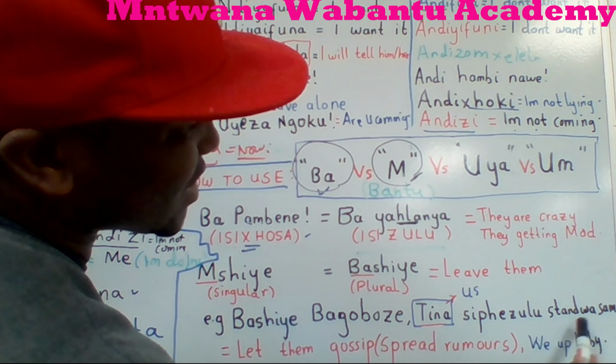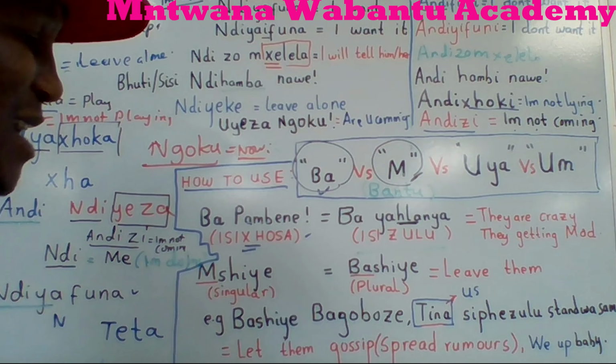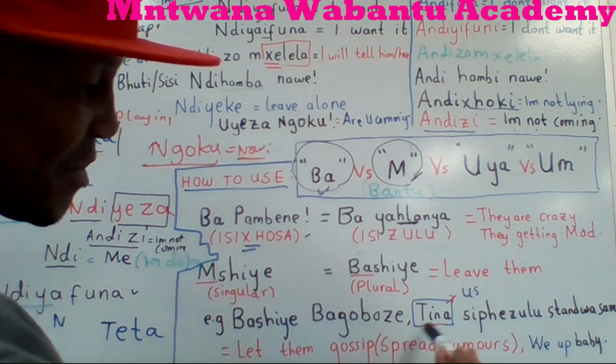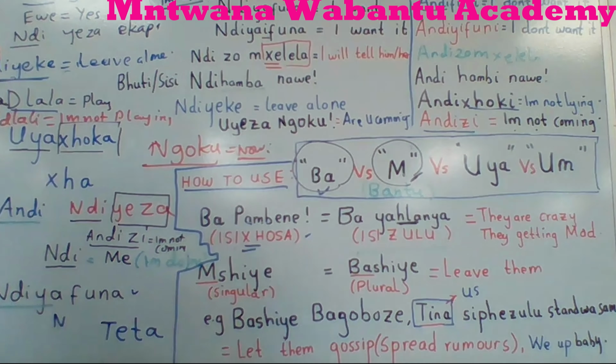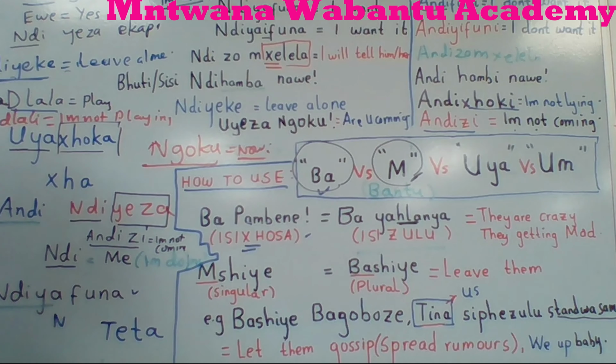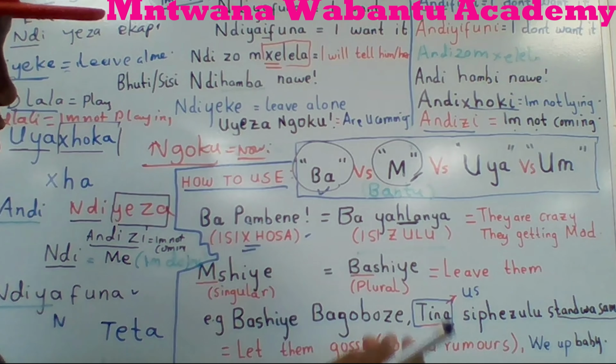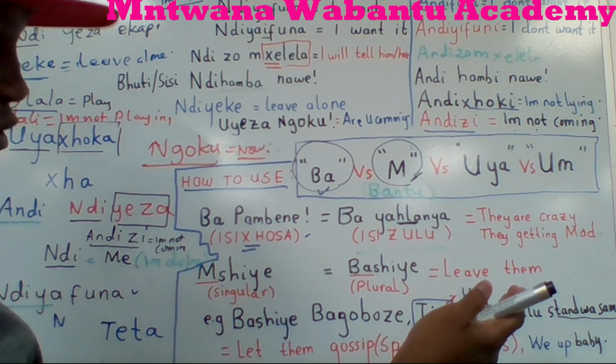Siphezulu sithando sami. We up, I mean we do our thing in a great way. So tina means us. Siphezulu sithando sami. Sithando sami is like my baby or your love. It must be your girlfriend or your husband or whatever. If you have your husband, your girlfriend, you use that one. You know what I'm saying?